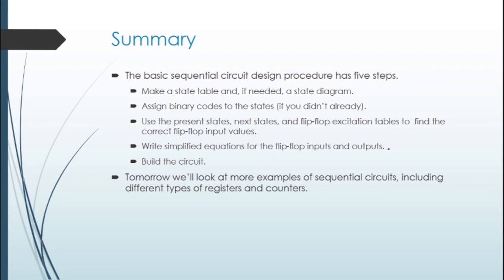Those binary codes will actually give you the number of state elements. Use the present states, next states, and flip-flop excitation table to find the correct flip-flop input values, and then we simplify the circuit using K-maps, and after that we build the circuits. So that's the whole procedure of building sequential circuits.